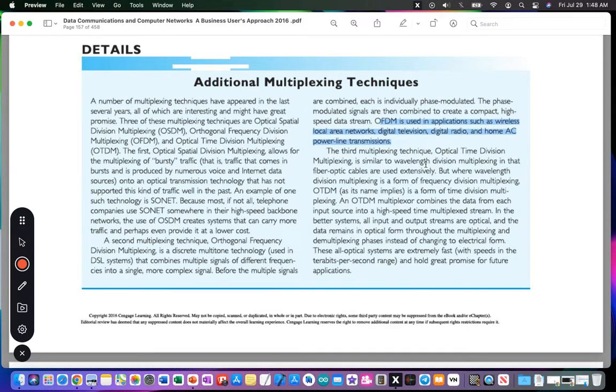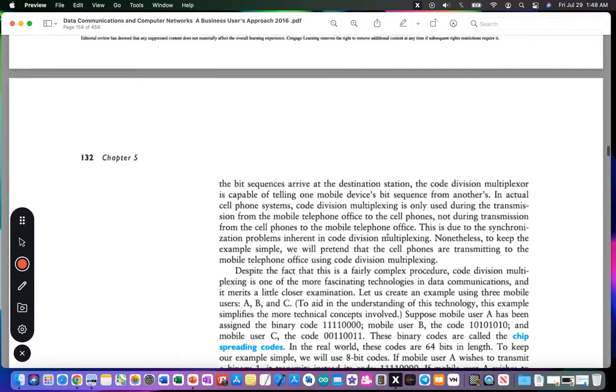The third multiplexing technique is optical time division multiplexing. It's similar to wavelength division multiplexing in that fiber optic cables are used extensively, but where wavelength division multiplexing is a form of frequency division multiplexing, OTDM, as its name implies, is a form of time division multiplexing. An OTDM multiplexer combines the data from each input source into a high-speed time multiplexed stream. Share time.